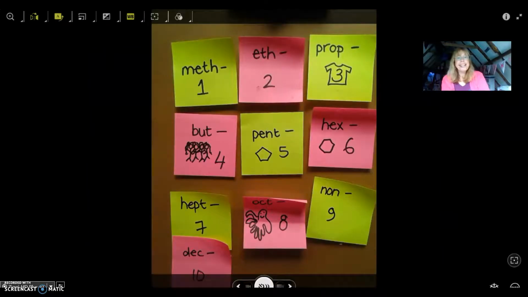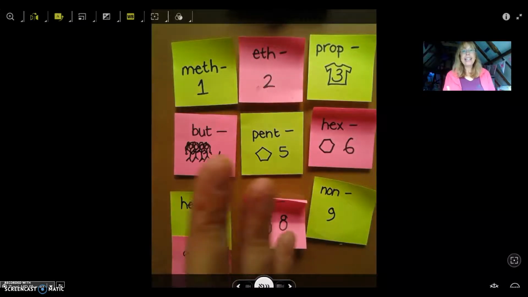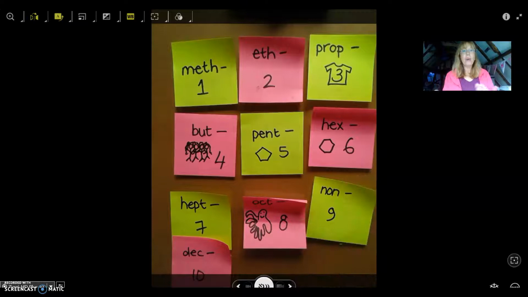Okay, so now that you understand how the alkanes work, the alkenes should hopefully take less time to understand. Because the alkenes also have carbons and hydrogens, we're going to use the same pattern for naming them. So let's just remind ourselves: meth, eth, prop, but, pent, hex, hept, oct, non, dec. Can you do it backwards? Dec, non, oct, hept, hex, pent, but, prop, eth, meth.